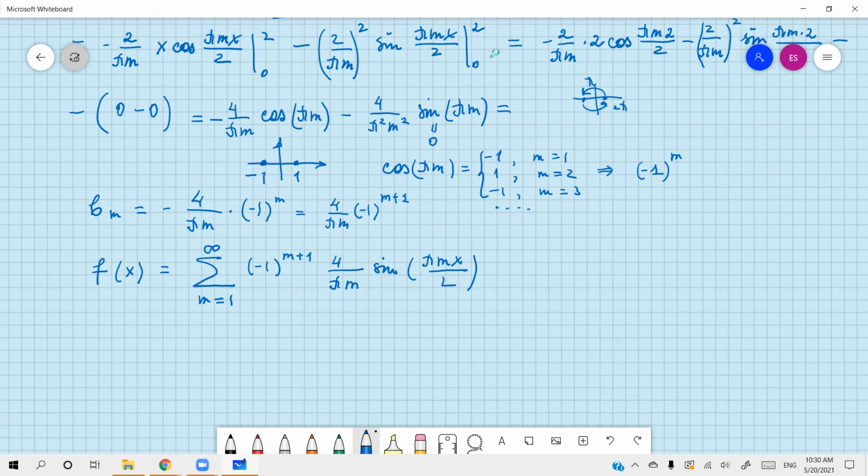You see? So if the function was not odd, you would need to calculate both am and bm, but we are not going to calculate am because they are going to be zeros. F of x is odd.